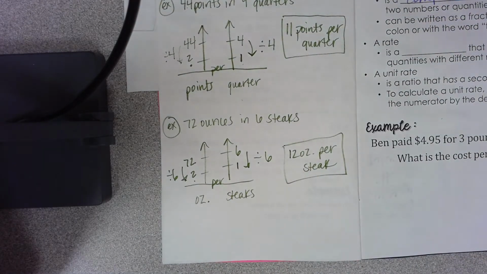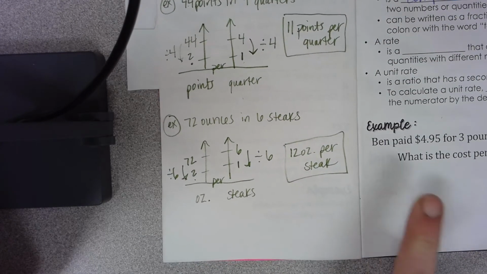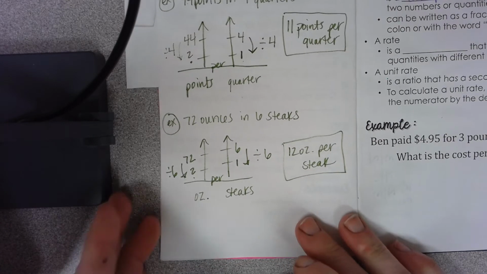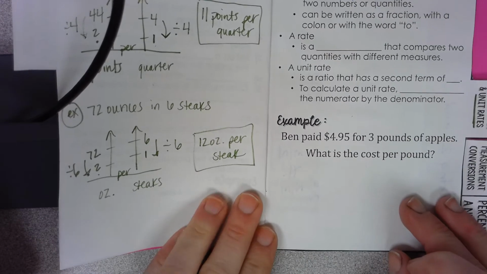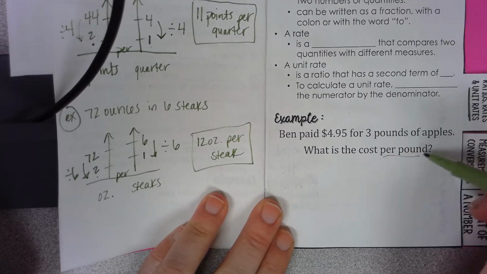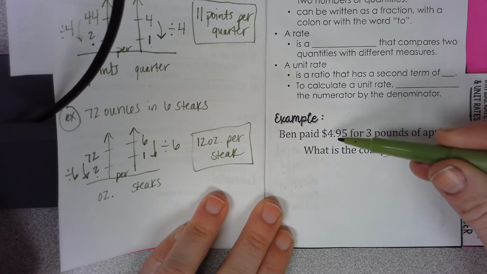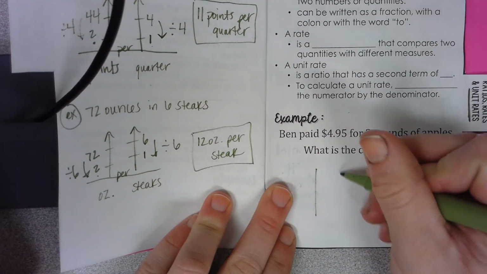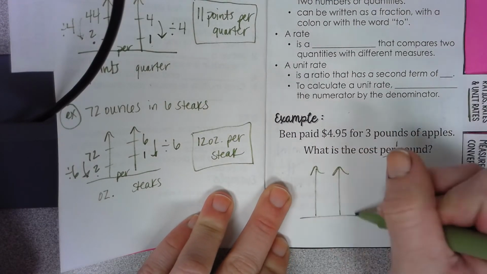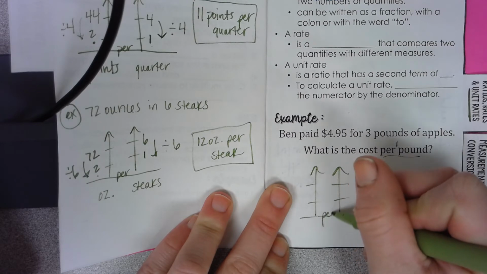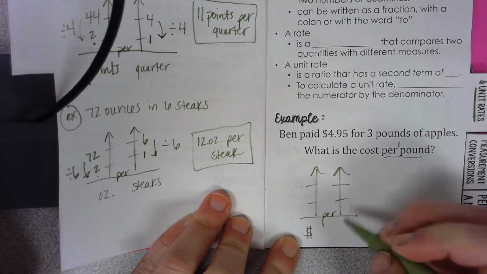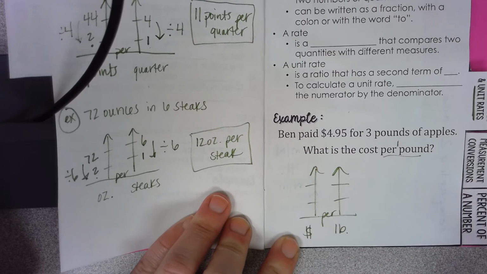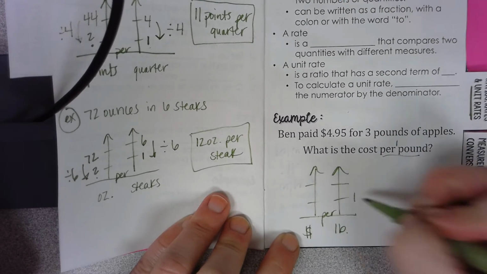Okay, let's do this problem over here, and then we'll move into our packet. Ben paid $4.95 for 3 pounds of apples. What is the cost per pound? Per pound. So I know I'm trying to find 1 pound, not $1. So set up your double number line. Okay, and then I have my 2 labels, dollars and pound. And I'm going to abbreviate pound LB. All right, so per pound, I know I'm trying to find 1.